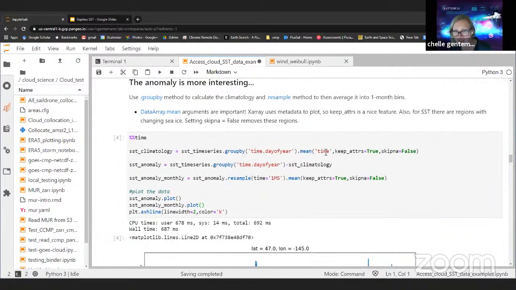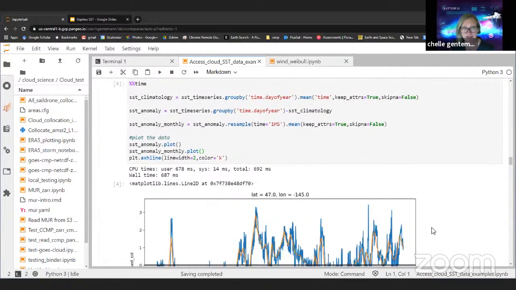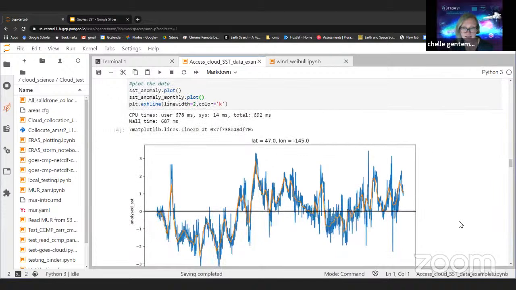So what we've done here is I've grouped it by day of year, and then I've taken the mean in time. And so that creates a climatology. I then took the anomaly by grouping again by day of year and subtracting the climatology. So that removed that annual cycle. And then I resampled it to monthly, and I took the mean over a month just to take out some of the noise. And then again, I'm just plotting it, and drawing a line at 0.